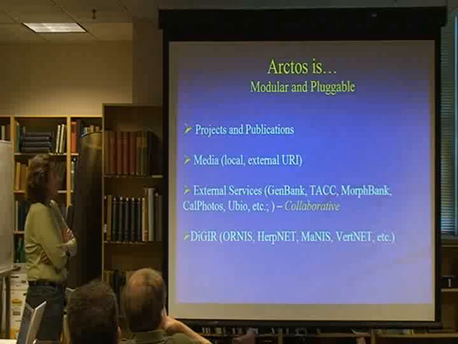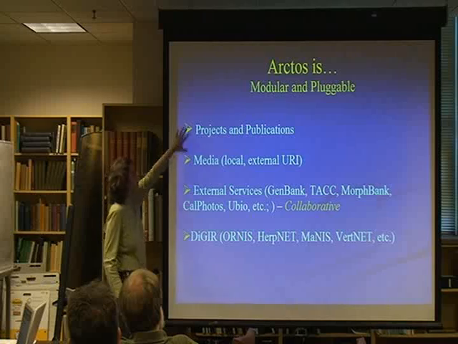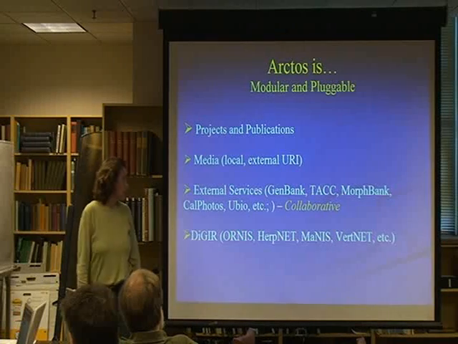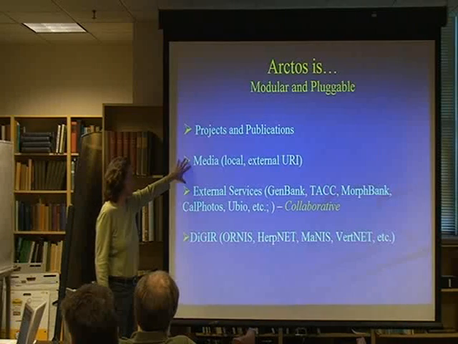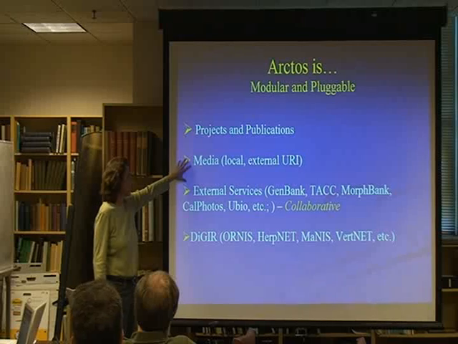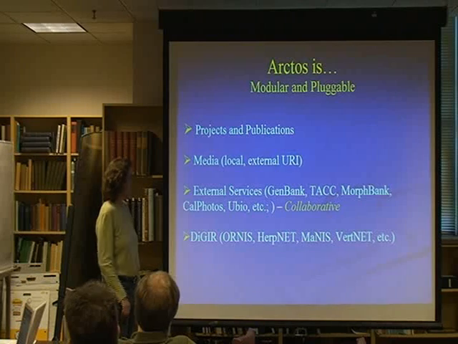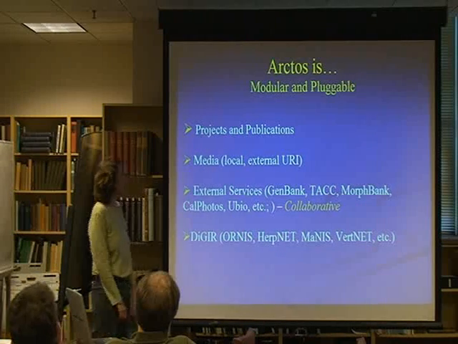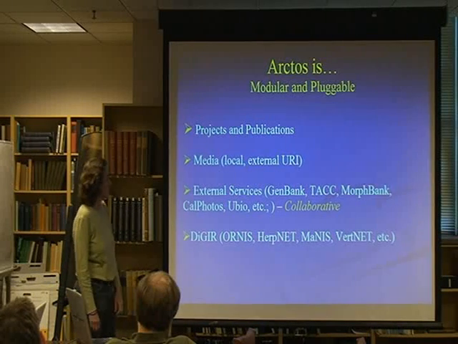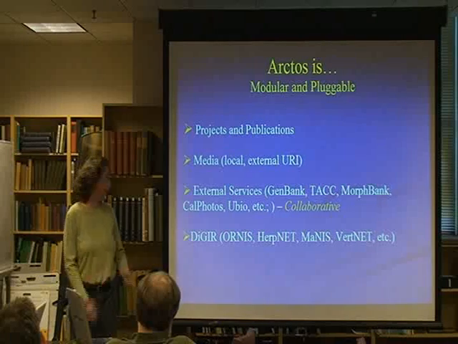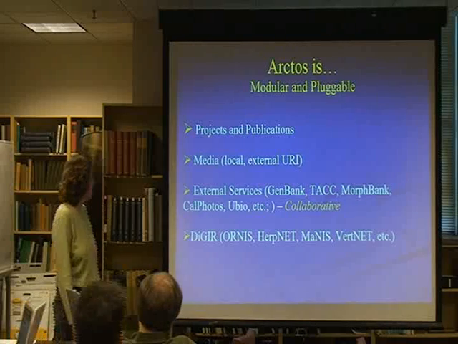Arctos is pretty easy to plug in different things. So projects and publications is something that came after the original development of Arctos. Media is something that's actually fairly recent in terms of how we deal with media. And you can have media both locally and also through external URIs. So you can upload it locally, but most of the media are being linked to, say, the Texas Advanced Computing Center. External services, I mentioned GenBank, TACC, MorphBank, CalPhotos is a possibility, uBio is a taxonomy service, and so on.